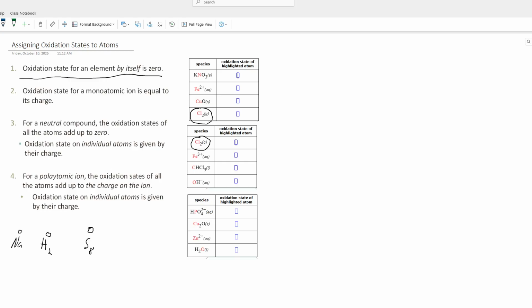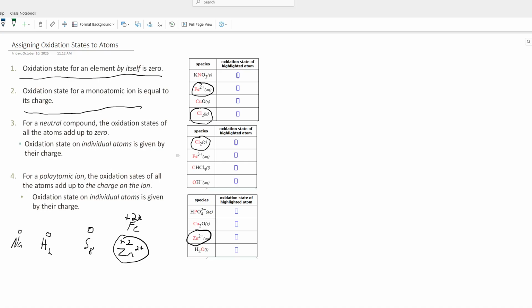Rule two: the oxidation state for a monoatomic ion is equal to its charge. Let's come over here. Iron right here with a 2 plus charge. The oxidation state of iron 2 plus is going to be a plus 2. Okay. Zinc right here. What is the oxidation state of zinc? The oxidation state of the zinc ion is a plus 2.